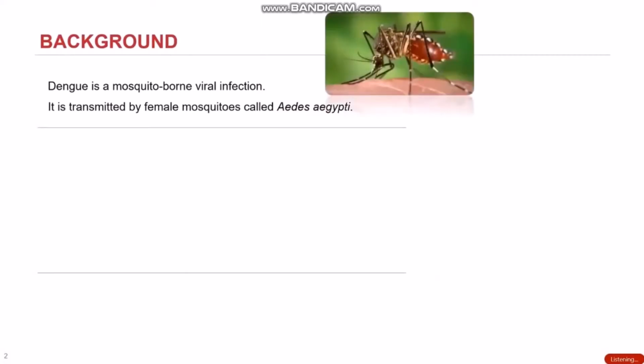Dengue is one of the most common types of viral infections that can be found mostly in tropical and subtropical regions. It is transmitted by an arthropod carrier commonly known as a mosquito called Aedes aegypti, which is said to carry and transmit viral infections to humans.